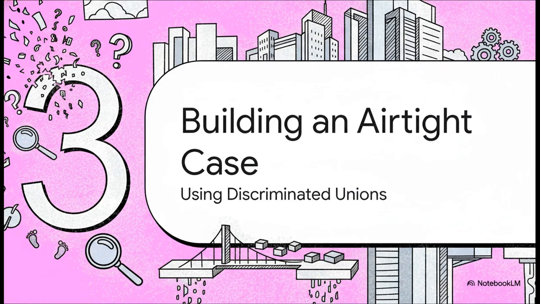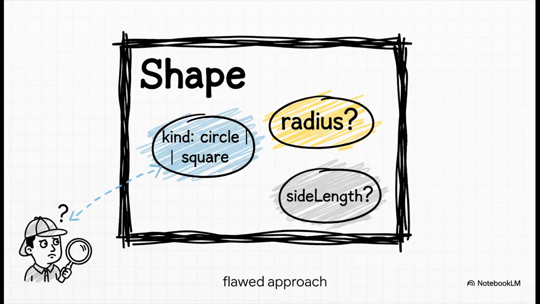So far, we've been using these individual clues. But what if we could structure our data from the very beginning to present a totally airtight case? This is where we level up from being a detective to being a master architect of our types. First, let's look at a common but flawed approach. We make one giant shape interface and just make properties like radius optional.